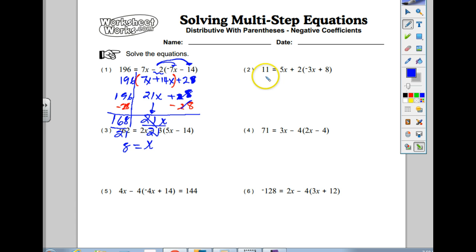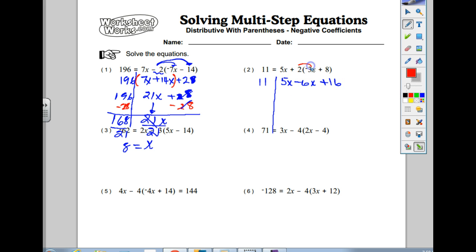Now on to number 2. So here we have 11. Again, draw a line if you want. So 5x, and this one here is a positive 2. So 2 times negative 3 will be a negative 6x. 2 times positive 8 will be a positive 16.